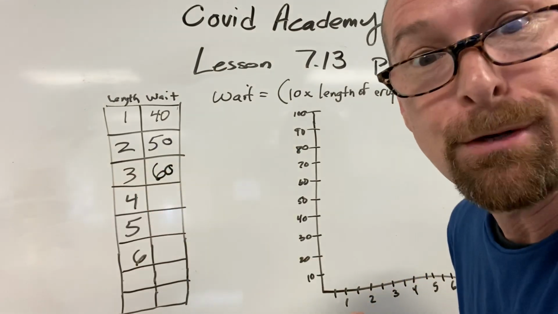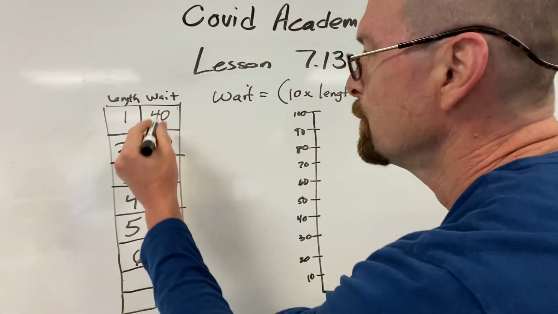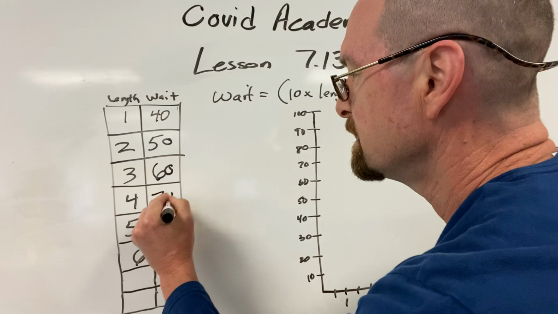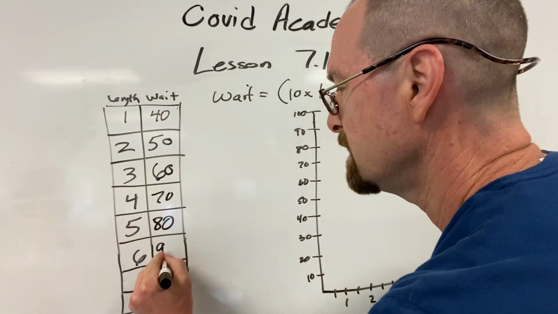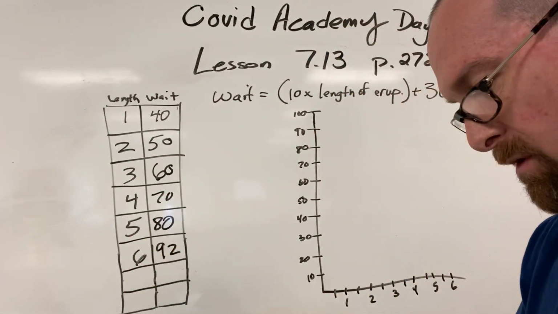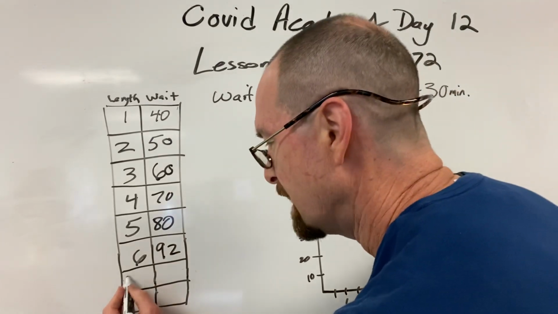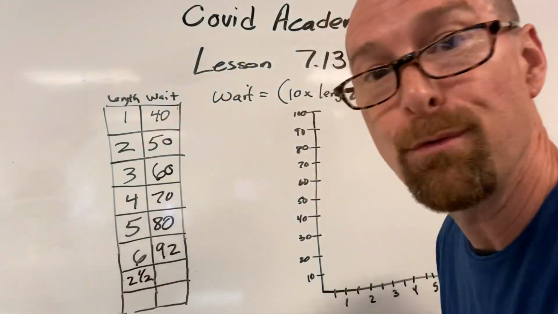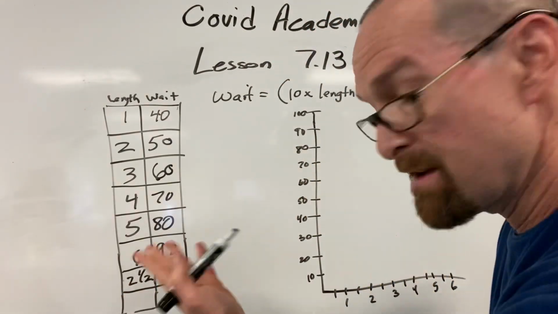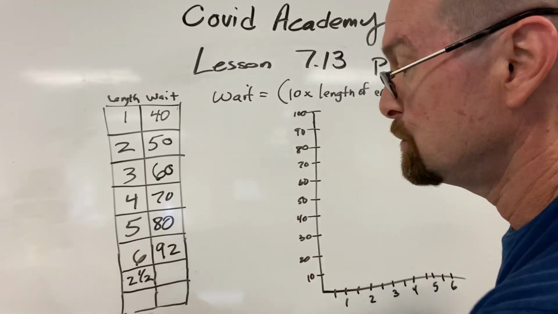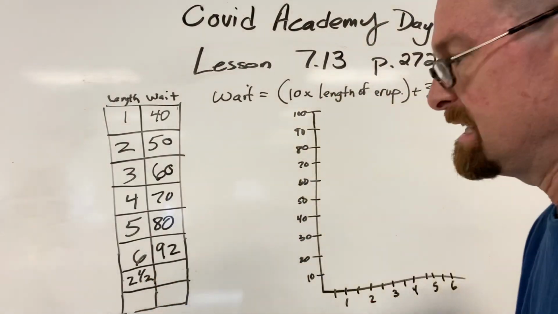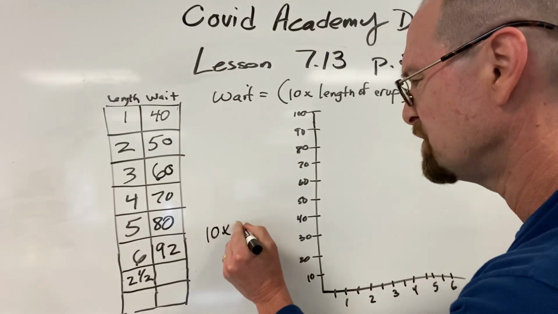I'm sensing a pattern here. Are you seeing a pattern here? 40, 50, 60, that's going to be 70, that's going to be 80, that's going to be 90, and then the pattern goes wonky because they go to 2.5. Why they thought the 2.5 was the right thing to come after a 6, I will never know. Let's do 2.5 times 10.